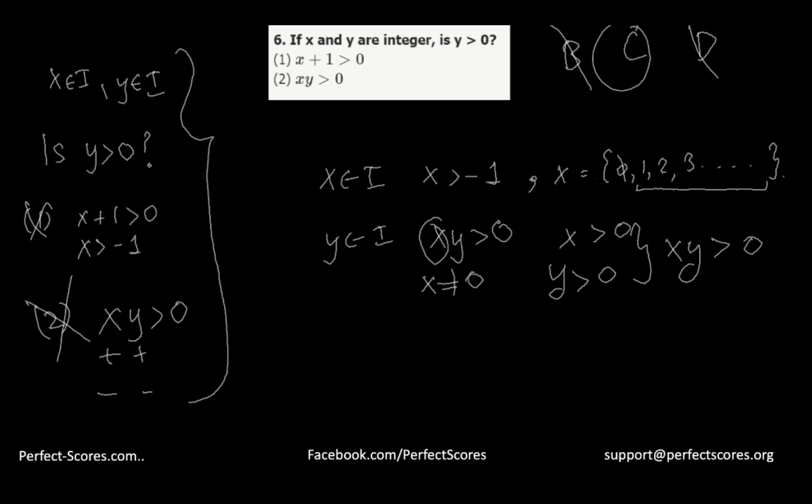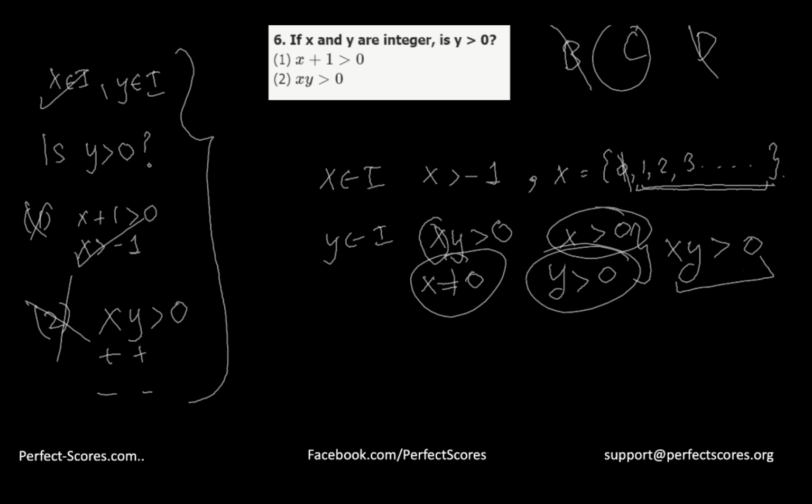So reiterate again, x is an integer, but x is greater than -1. So that means x is either 0, 1, 2, 3, 4, all these numbers. And x into y is greater than 0. That means x cannot be 0. So 0 is gone. So x is all these numbers. And x into y is greater than 0. That means if x is positive, y has to be positive. Hence y is positive.